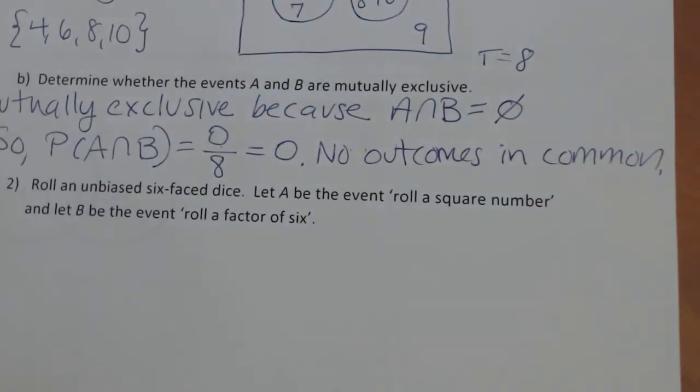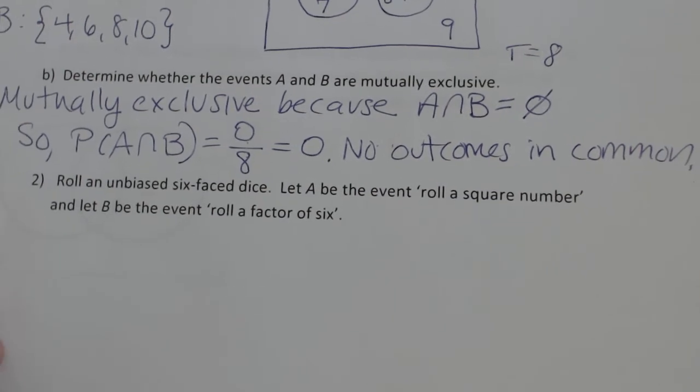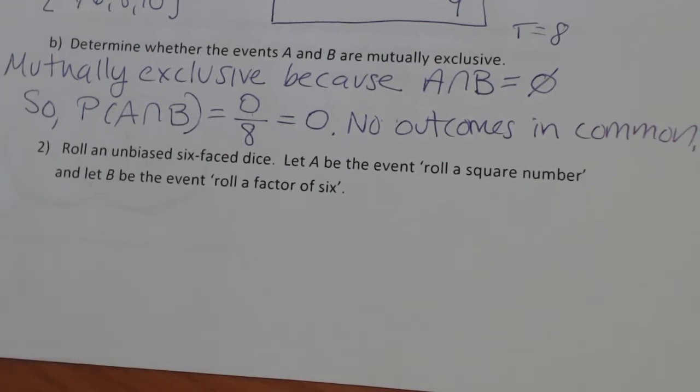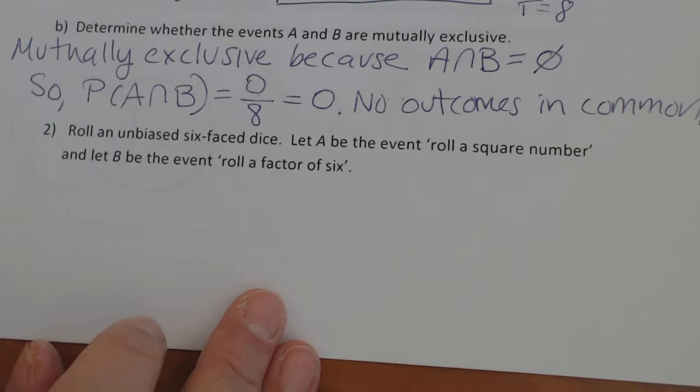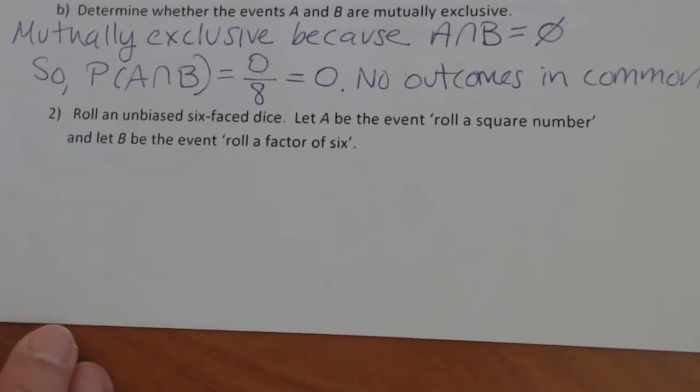Just to really drive home that definition of mutually exclusive, where there are no outcomes in common. Okay, let's try the next one, number 2. Roll an unbiased six-faced die. Let A be the event, roll a square number, and B be the event, roll a factor of 6. So it doesn't have any information. They're not saying, draw a Venn diagram. We just have to prove if this is mutually exclusive or not, so we're starting from the beginning.